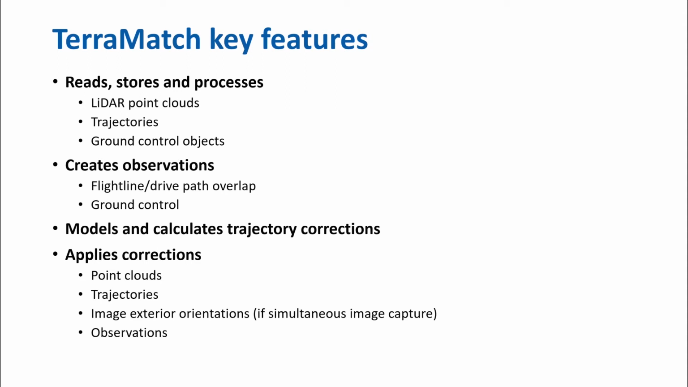In TerraMatch you create observations, and you mainly create the observations in flight line or drive path overlap. And of course you also create observations of ground control objects. And then when you have the observations, you model and calculate corrections to trajectories.